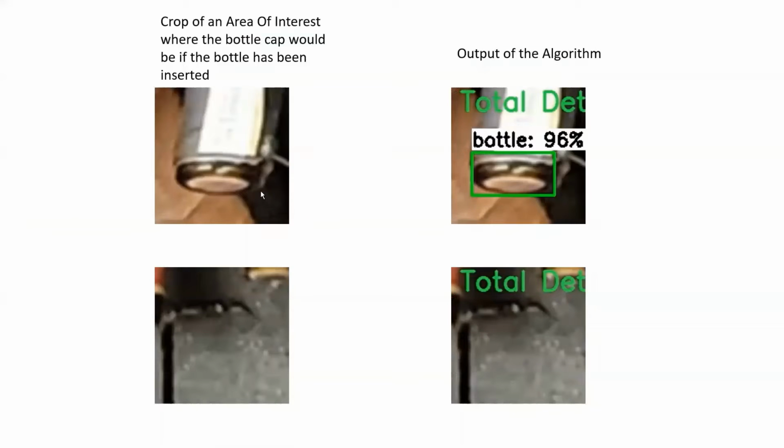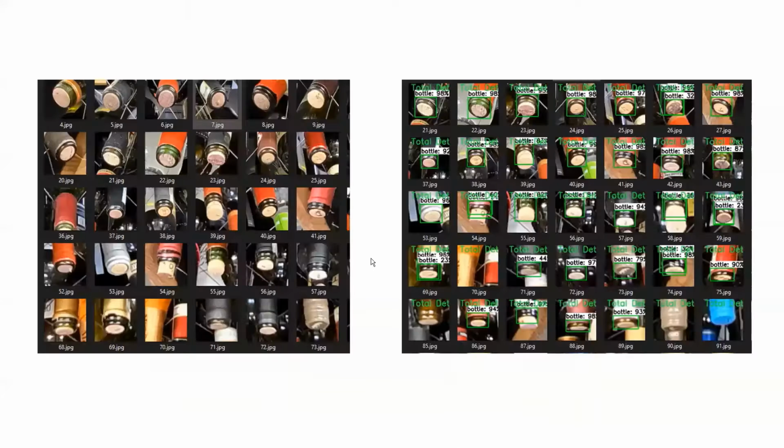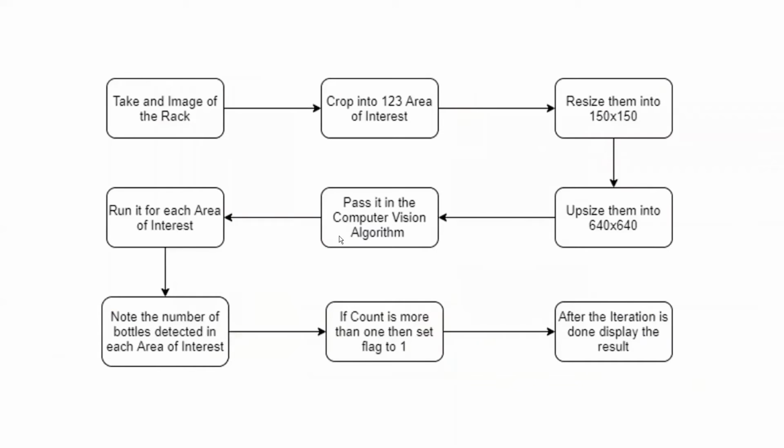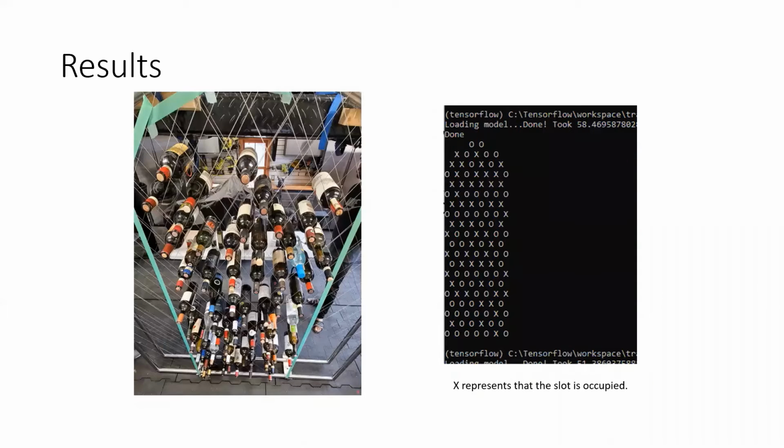And as you can see here, this is a picture of the spot where the cap of the bottle would be if the slot is occupied. We call it an area of interest. And as you can see, we are able to detect the bottles. So basically what we do is that we iterate it for each and every slot of the wine rack. And here's the flowchart of the algorithm, and here's the result.